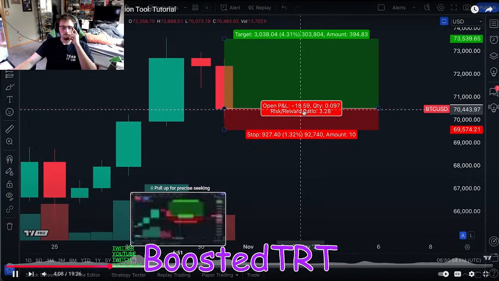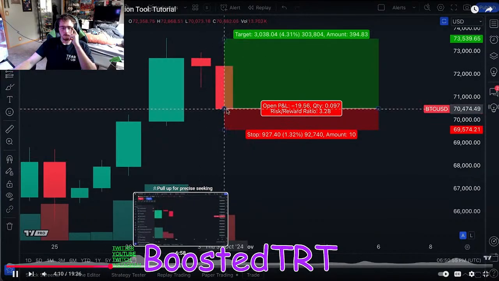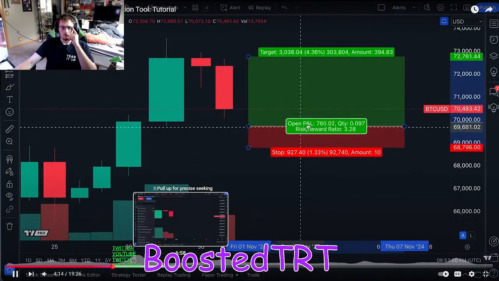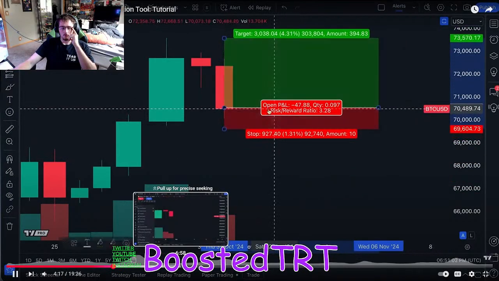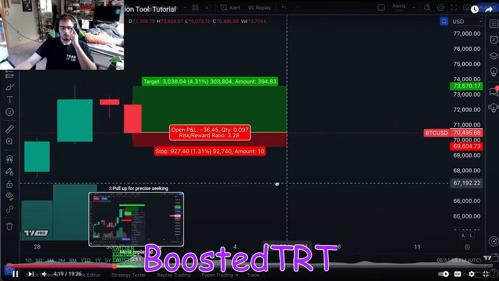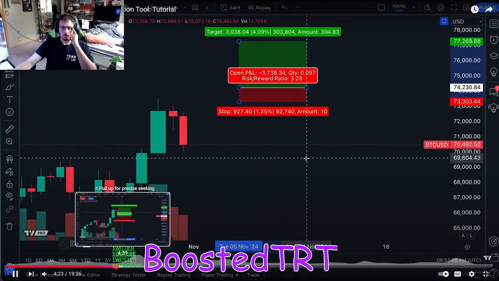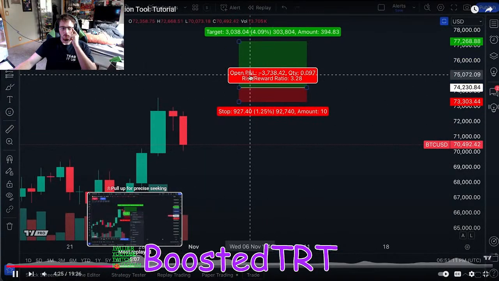Now, one great aspect about this tool is that just because you put your entry point here does not mean that you have to keep it there. You can move this tool wherever you want, and that's the power of this tool to practice, to learn, to get better, is that you can visualize trades at any point on the chart. Maybe you want to wait for Bitcoin to go higher.